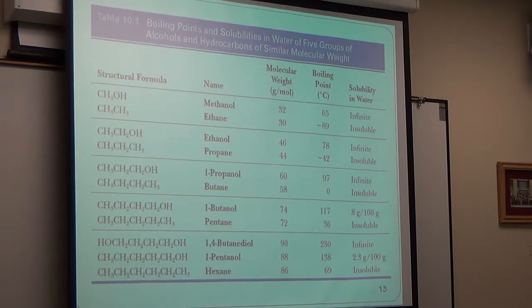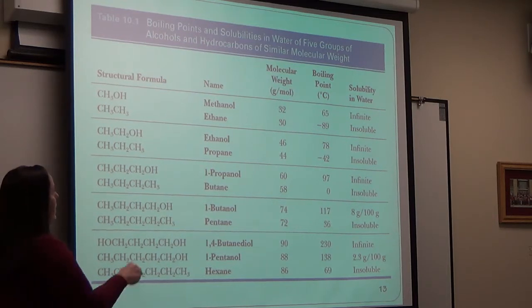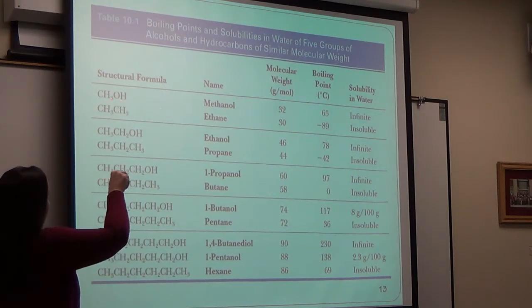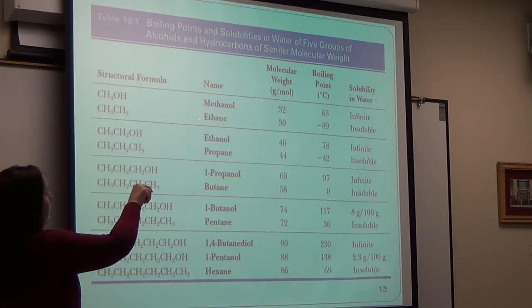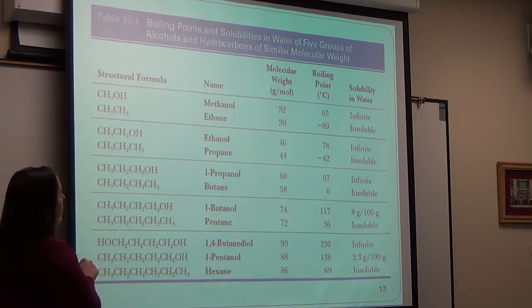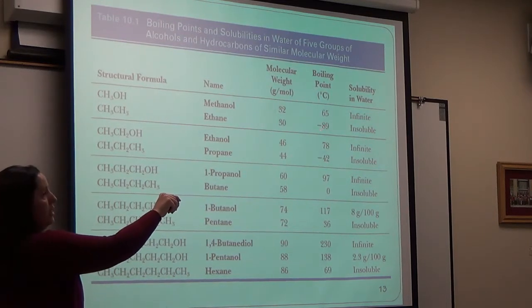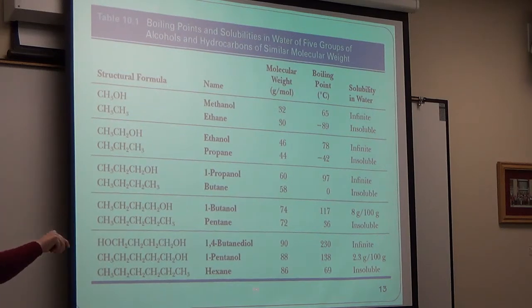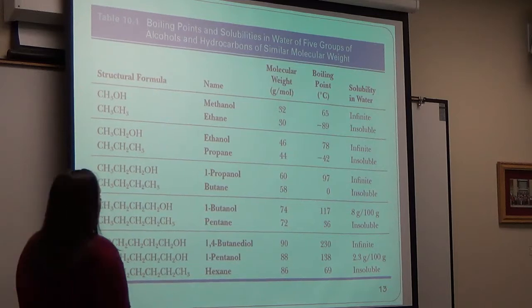And then again, don't memorize this table, it's just to give you a comparison. It's going to be similar molecular weights, and then it's going to be 1 alcohol and 1 hydrocarbon, alkane, and you can see the big difference in the solubility and boiling points. And as they get bigger, you continue to see the same pattern, it changes a bit.